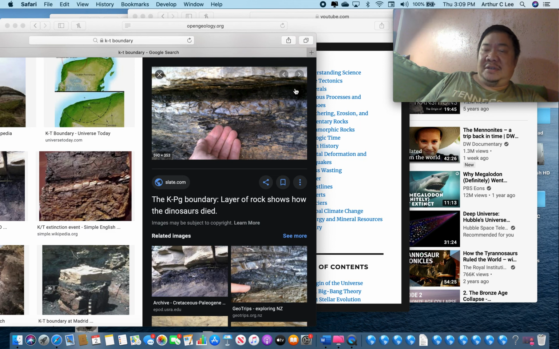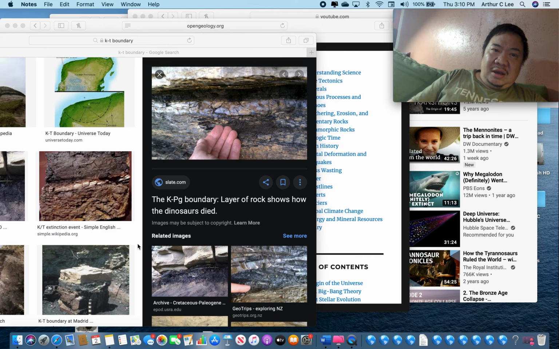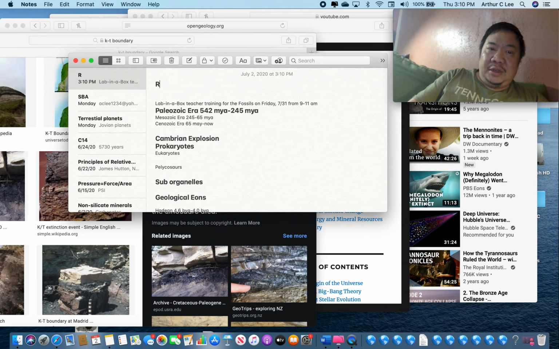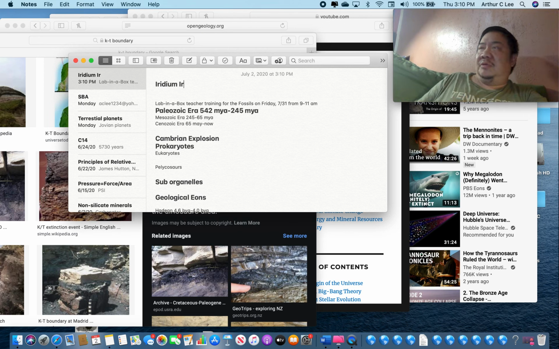An American scientist by the name of Walter Alvarez figured it out. And he took samples right on the KT boundary from a place in Gubbio, Italy. And he found concentrations of a very rare element, one you may never have heard of probably, called iridium. Iridium, which is Ir on the periodic table. This element is extremely rare on planet Earth.